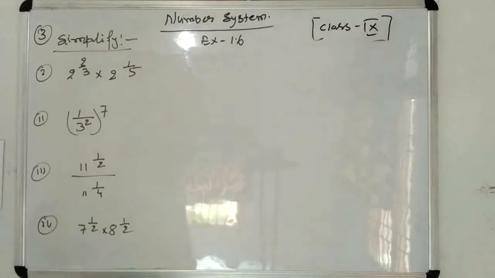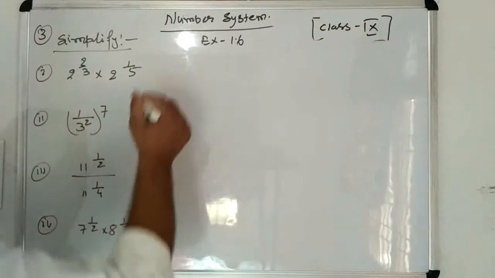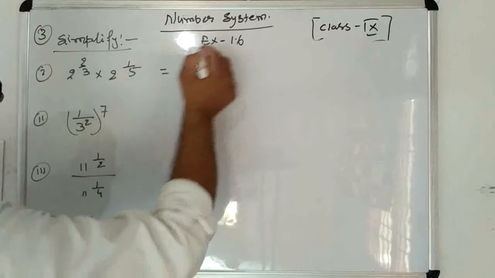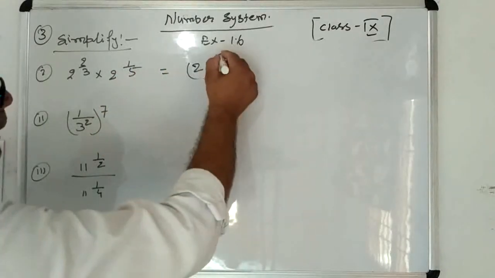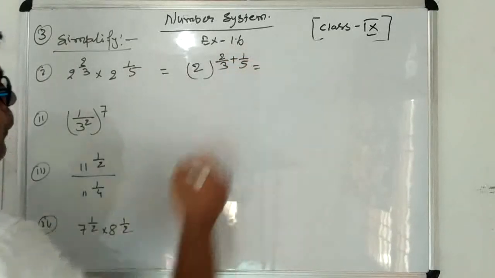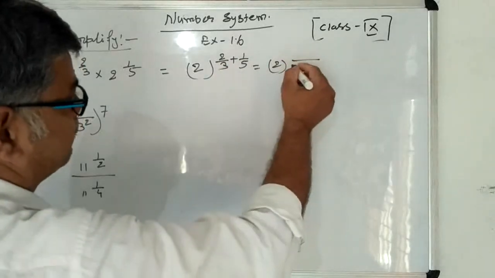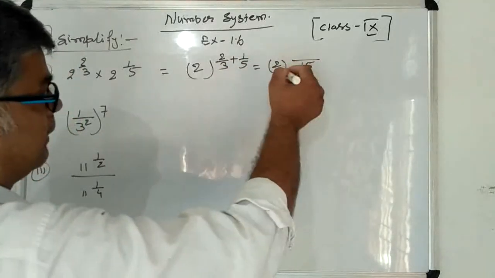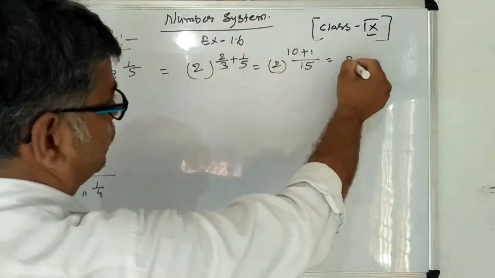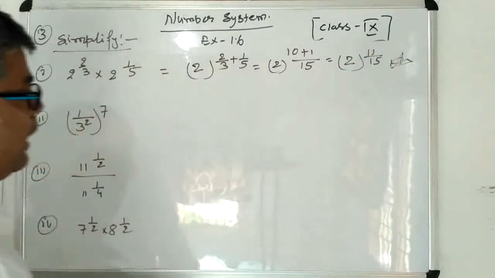So for simplification, now we apply the rules of exponents. So we can write it 2 to the power, because the bases are same and it is multiplied, so their exponents will be added. 2 by 3 plus 1 by 5, which is equal to 2 to the power. The LCM of 3 and 5 is 15. 3 5s are 15, 5 2s are 10, plus 1, that is 2 to the power 11 by 15. So this is your answer.